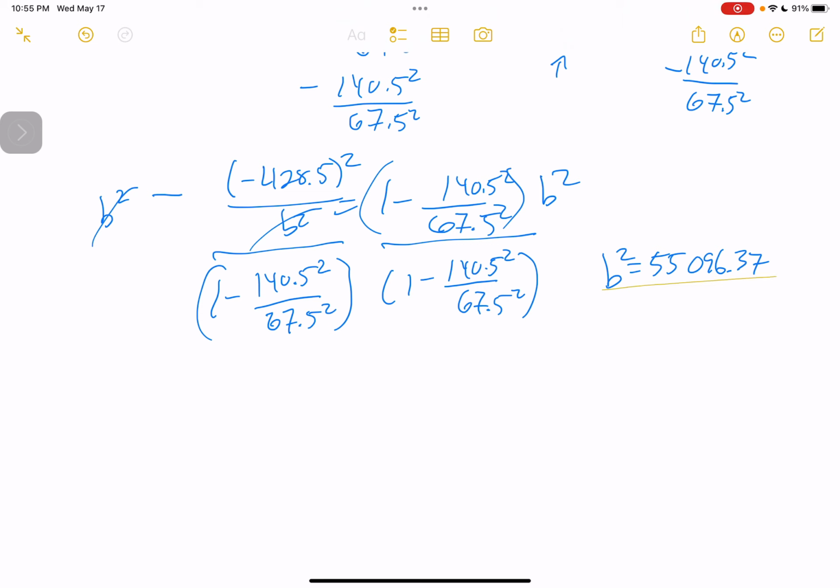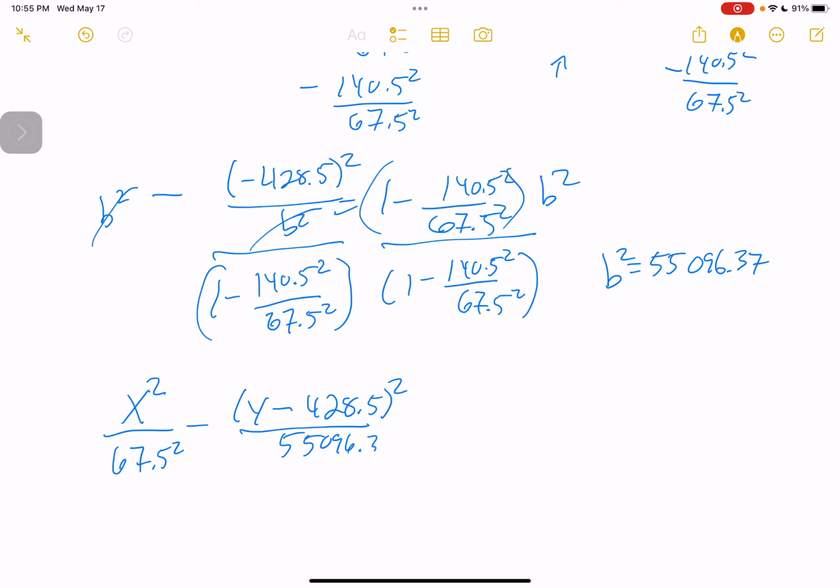So we end up with x squared over 67.5 squared minus y minus 428.5 squared, for the whole quantity, over 55,096.37 equals 1. Now we're going to put y equals 227 because we want to know what x is for the width. That'll tell us just half of the width, how far from the central line it is. We're going to double that to get the overall width. So we put this 227 in because that's the height.